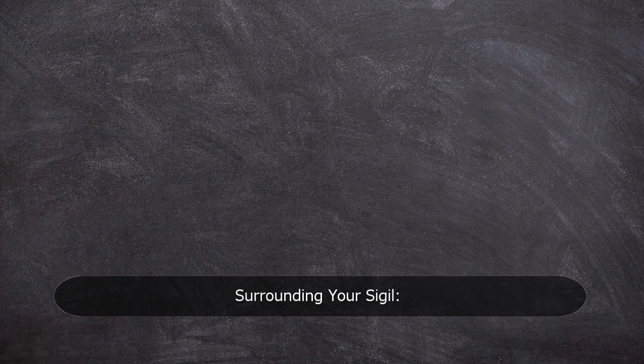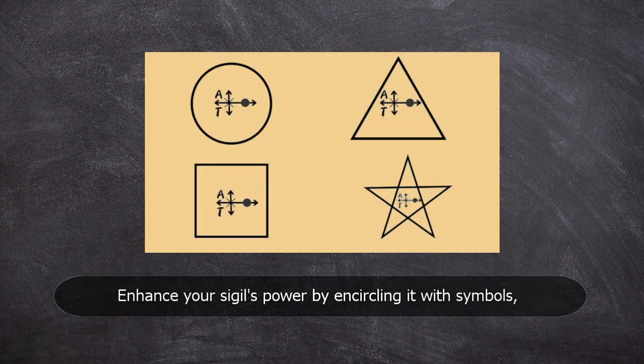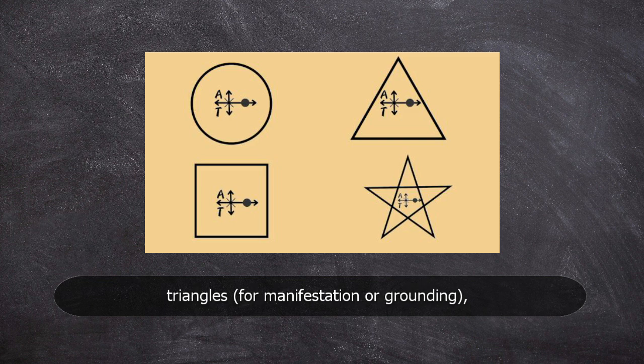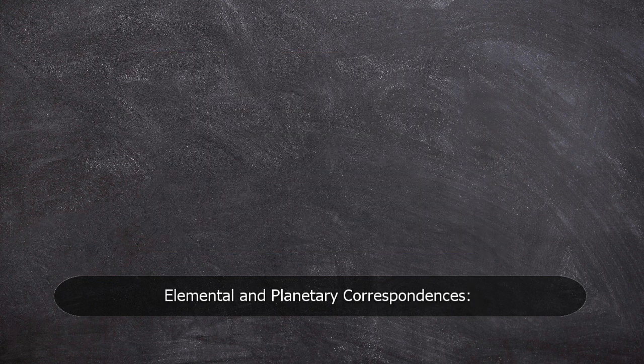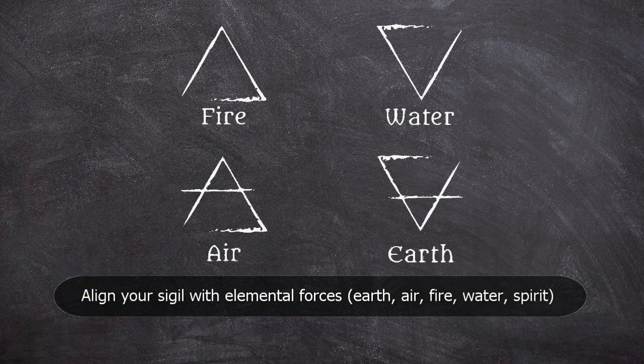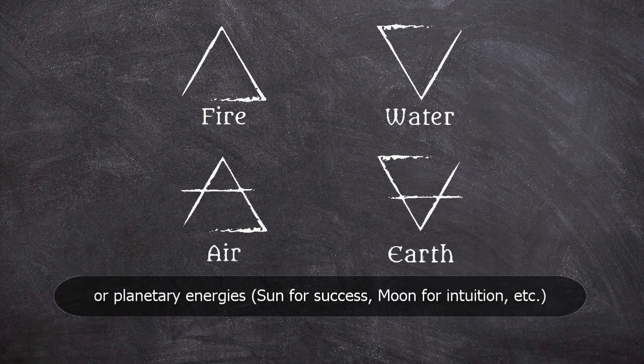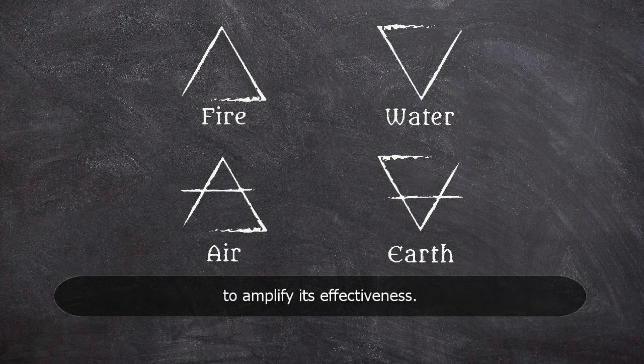Surrounding your sigil. Enhance your sigil's power by encircling it with symbols, such as circles, for protection and focus, triangles, for manifestation or grounding, or squares, for stability and energy storage. Elemental and planetary correspondences. Align your sigil with elemental forces, earth, air, fire, water, spirit, or planetary energies, sun for success, moon for intuition, etc., to amplify its effectiveness.